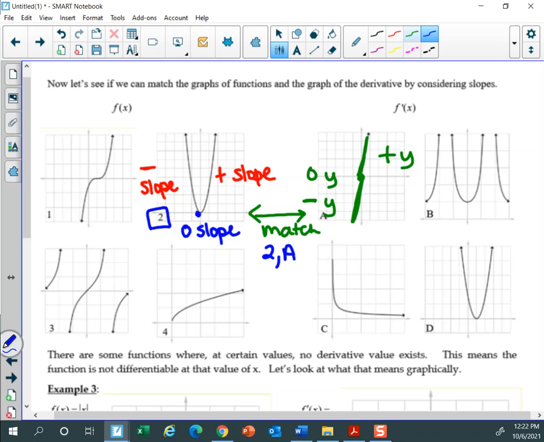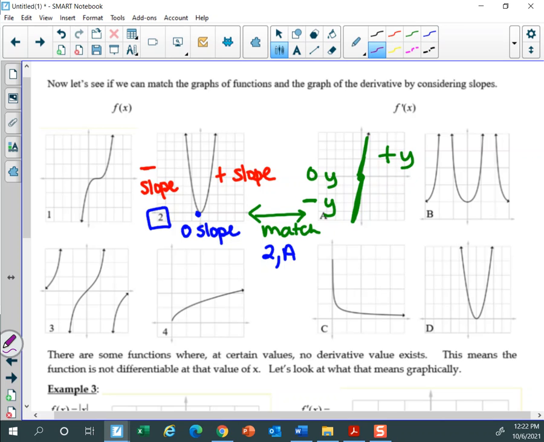This is where, if we were together in class, I would stop and say, okay, see if you can find another one that might match. I'm going to talk you through the other three, but you absolutely need to practice this, and the textbook homework does have some of these for you to practice.